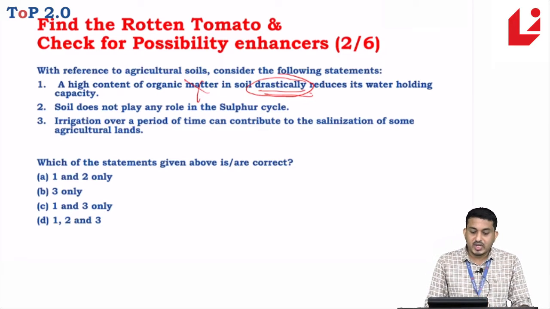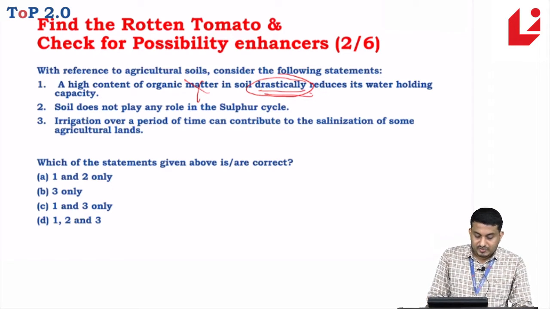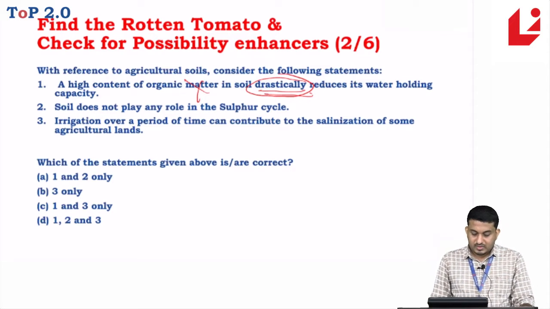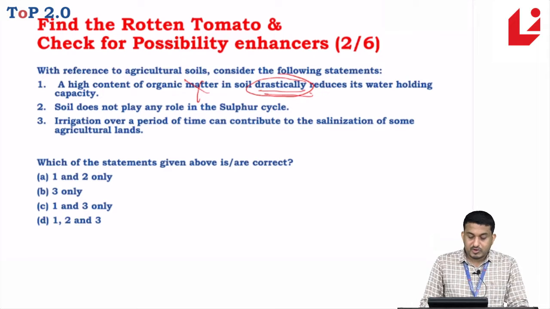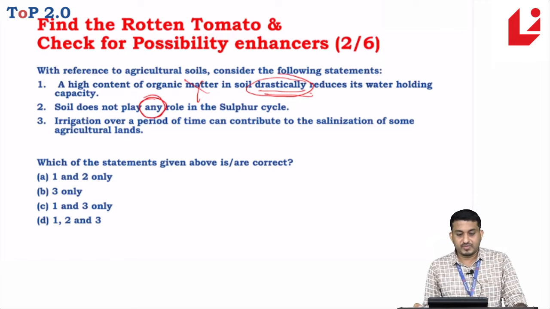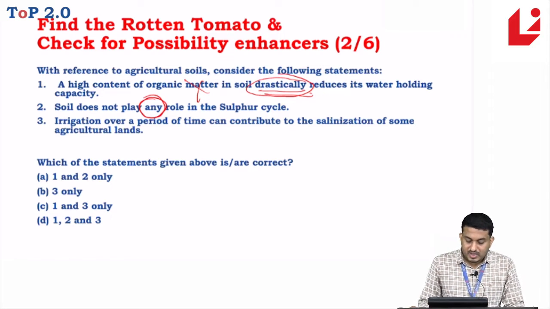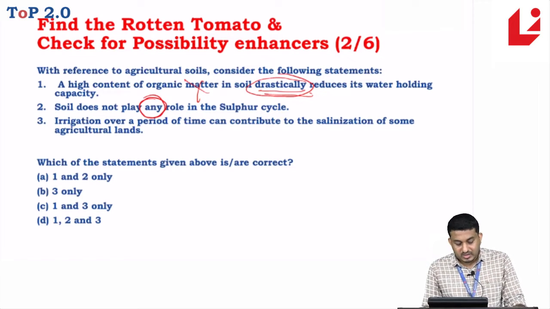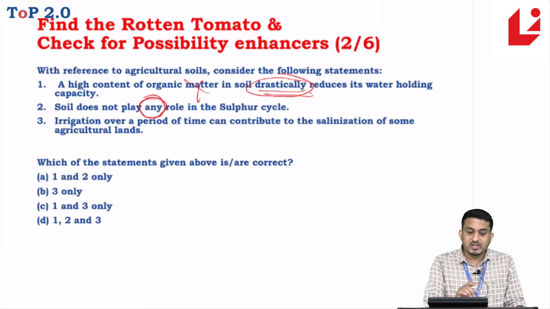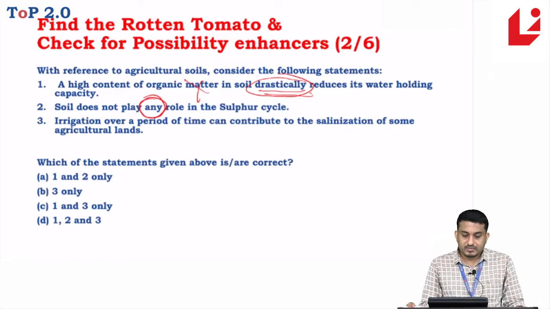Now second, soil does not play any role in sulfur cycle. Is there no role for soil in the sulfur cycle? So that means any is the word used by the examiner to make sure that this statement is wrong. Getting it? Because common sense says that soil plays important roles in almost all cycles, but the examiner wants to avoid a controversy. The examiner wants to make sure that this statement is completely wrong in every possible way. That is the reason the examiner added the word any. So the second statement is also wrong.